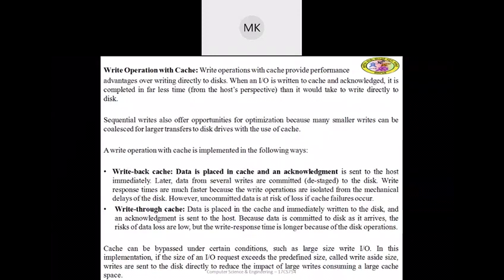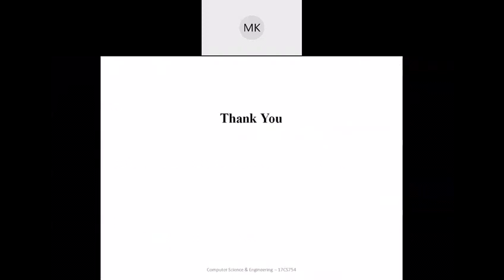Cache can be bypassed under certain conditions, such as a large-size write I/O. In this implementation, if the size of the I/O request exceeds a predefined size, called write aside size, writes are sent to the disk directly to reduce the impact of large writes consuming a large cache space.